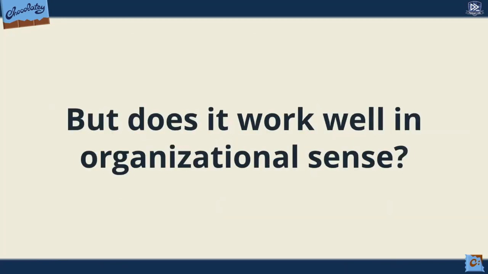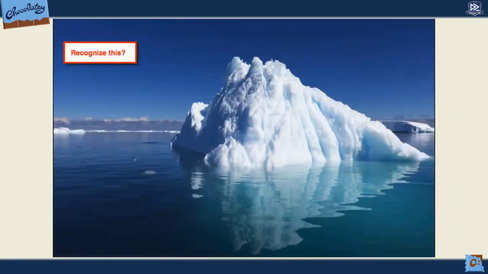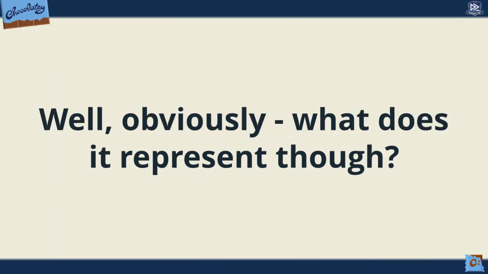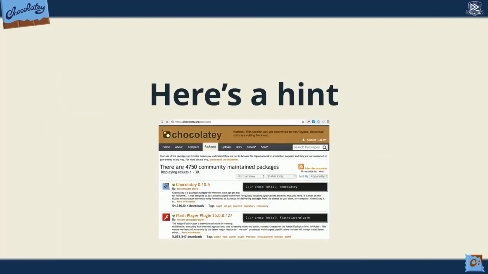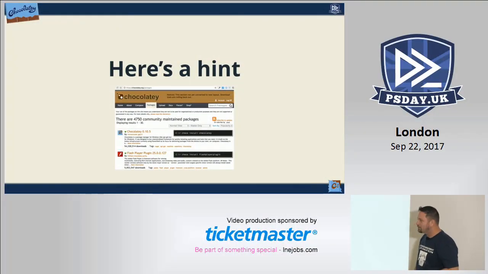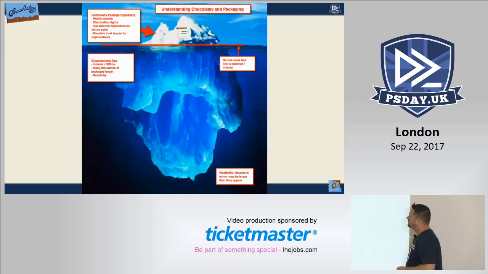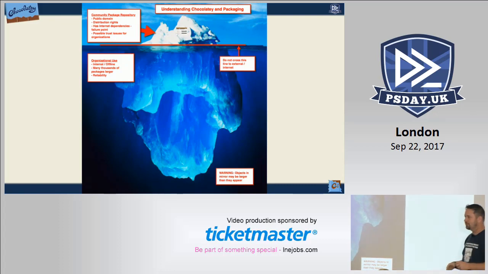And so you knew about Chocolatey, and you're asking, well, okay, does it work well in an organizational scenario? And so you recognize this? Anybody not know what this is? Okay, that's good. We're awake in here. All right, so that's an iceberg. So what does it represent? Here's a hint. If you've been on chocolatey.org, you see that there's a community repository, and there's a lot of packages up there. And this community repository, again, it's a community repository, so we'll get into that in a second. Here it is again. It's very tiny now, right? And that community repository, it is in the public.